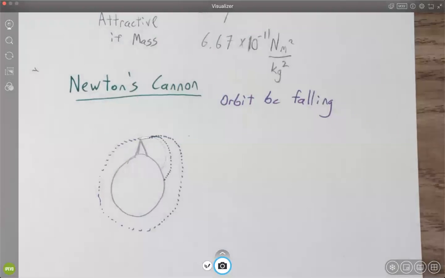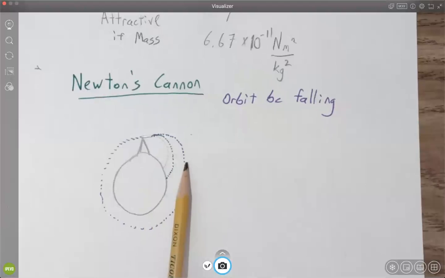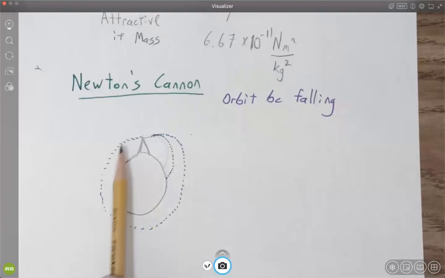So the first two, this one had a fast velocity, but it fell down to the ground. This next one had a faster velocity, but it still fell down and hit the Earth. This next one had a faster velocity, and it fell down too. All these objects fell down. It's just this one had a fast enough velocity that it was able to fall and miss the Earth. So it went into orbit because it was falling towards the Earth.